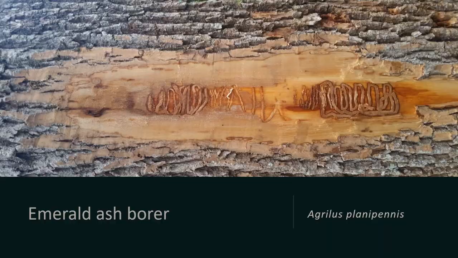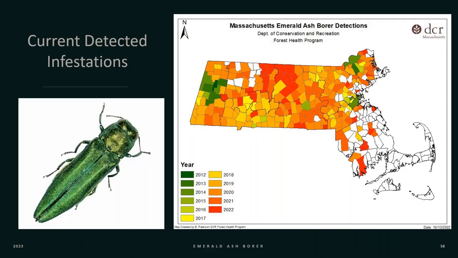So, jumping into emerald ash borer. I'm sure all of you have heard about it many, many times. We have had it here in Massachusetts since 2012. It was first detected out in Michigan in 2002 and has rapidly spread. I think it's in 38 U.S. states. It's also in multiple Canadian provinces, and it is devastating to our ash resources.